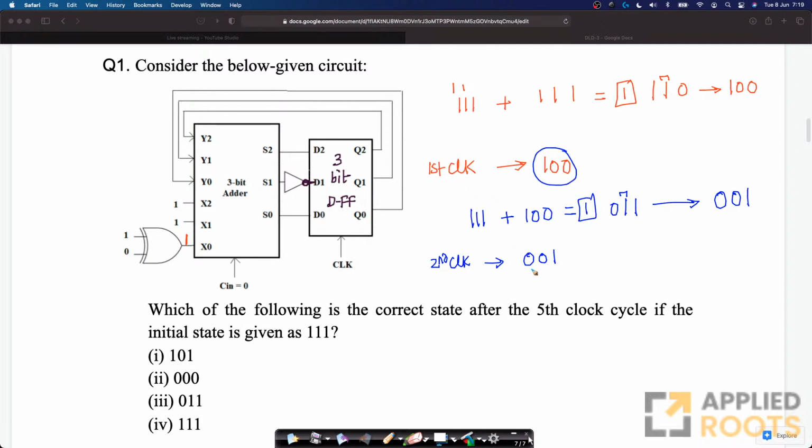Now let's go and check out something different. Let me get a slightly darker color. Okay, so then this output is again fed back. You just have to be slightly careful.